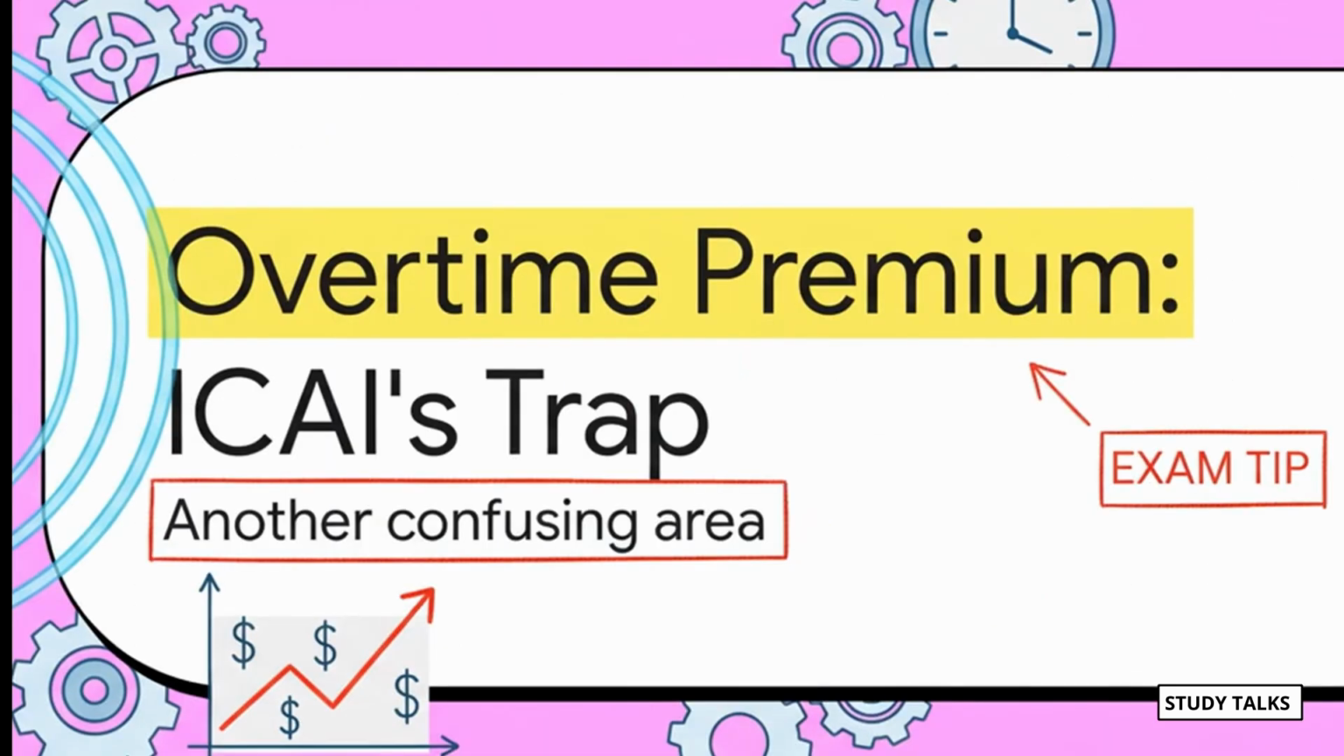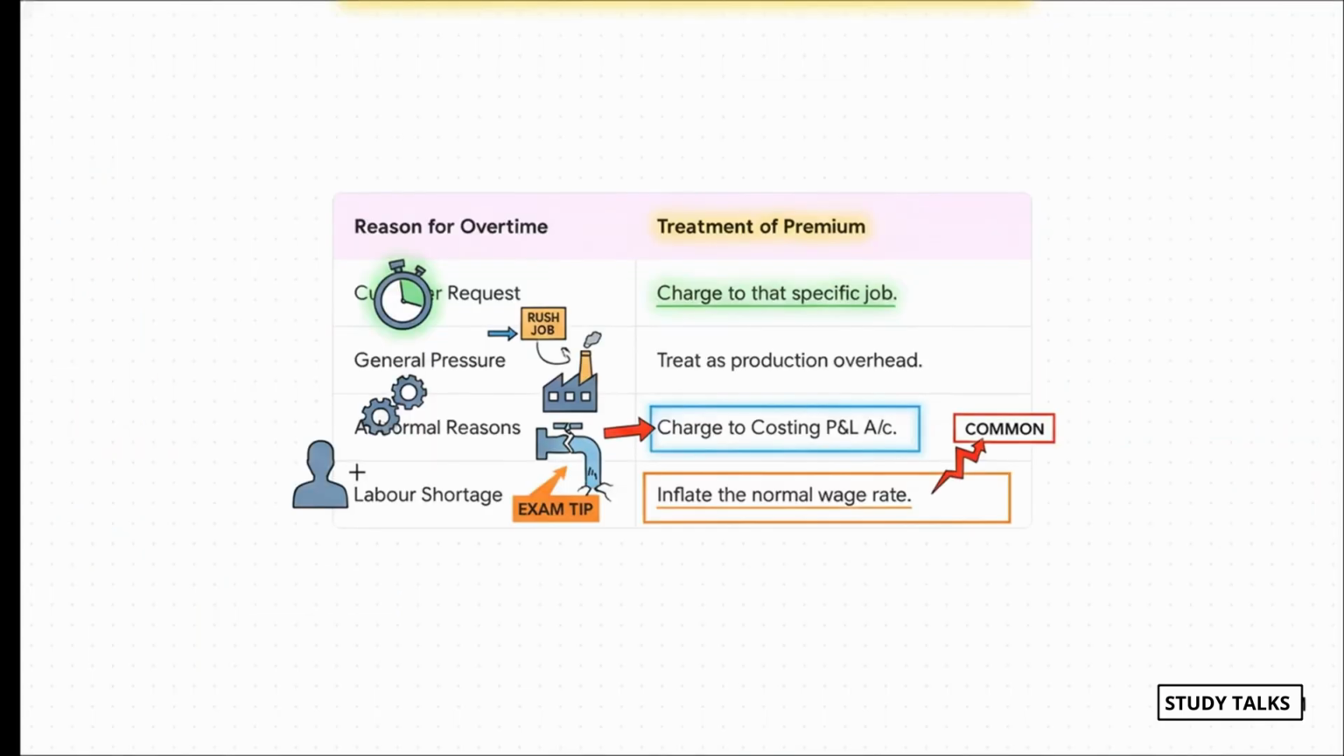See? Moving on. And just when you thought you were safe, we have another IPI favorite, overtime. The trick here isn't about calculating the overtime pay. That's easy. The challenge, and where everyone gets confused, is how you treat the extra bit, the premium, in your cost books. This table is your cheat sheet.